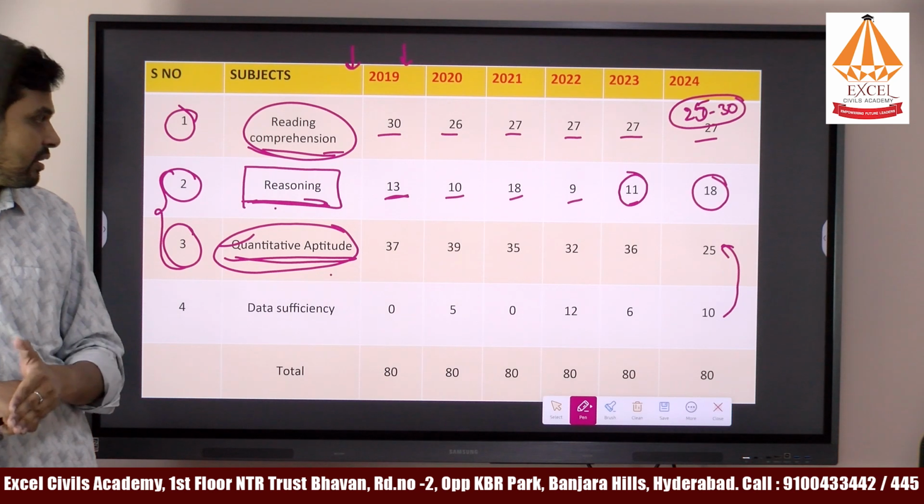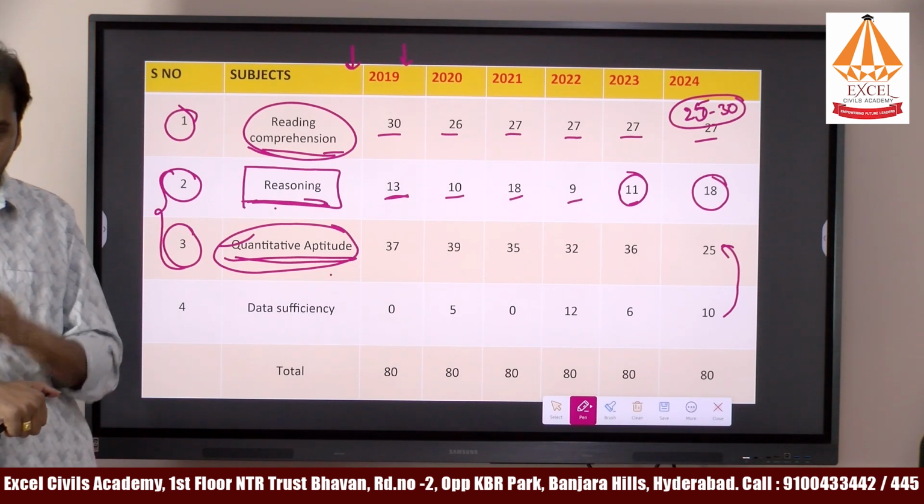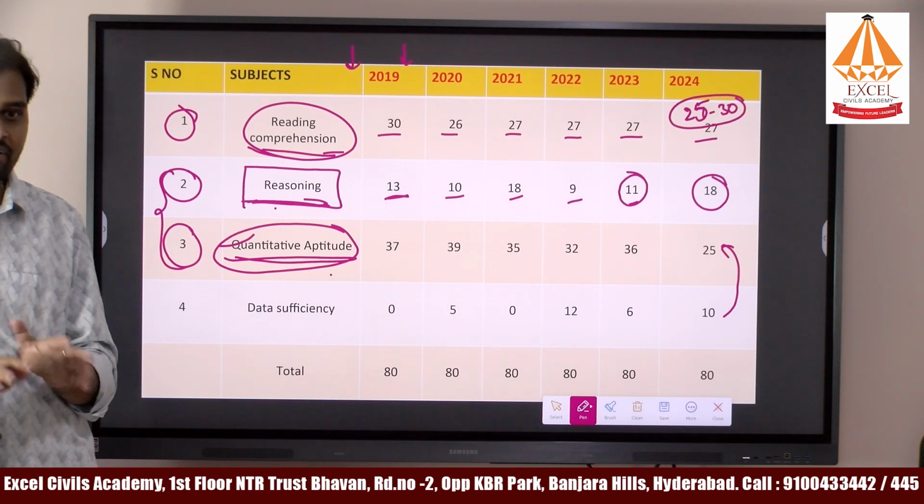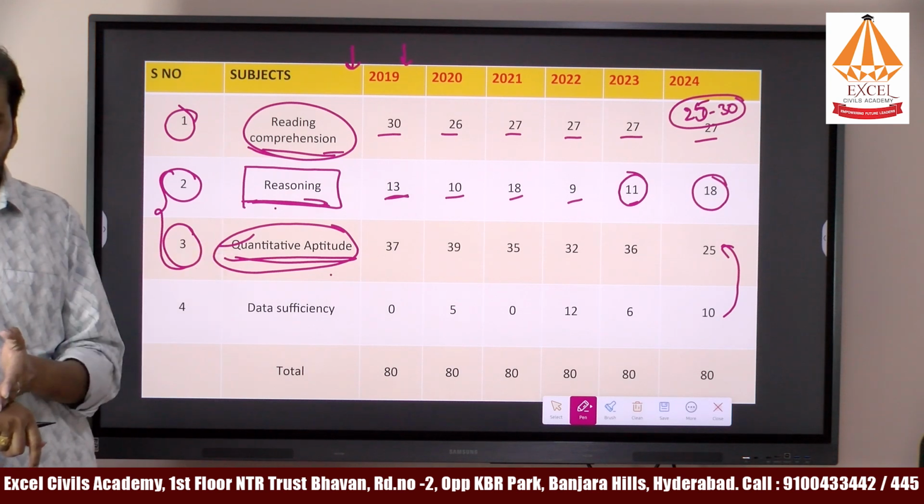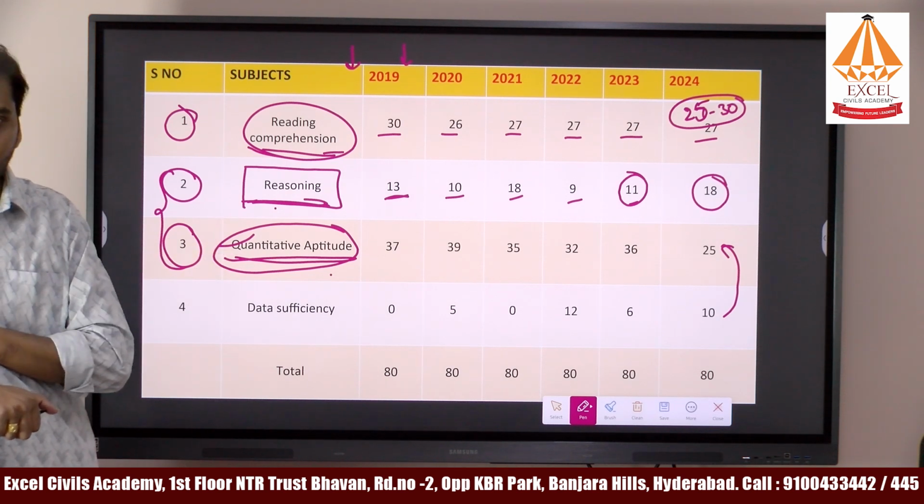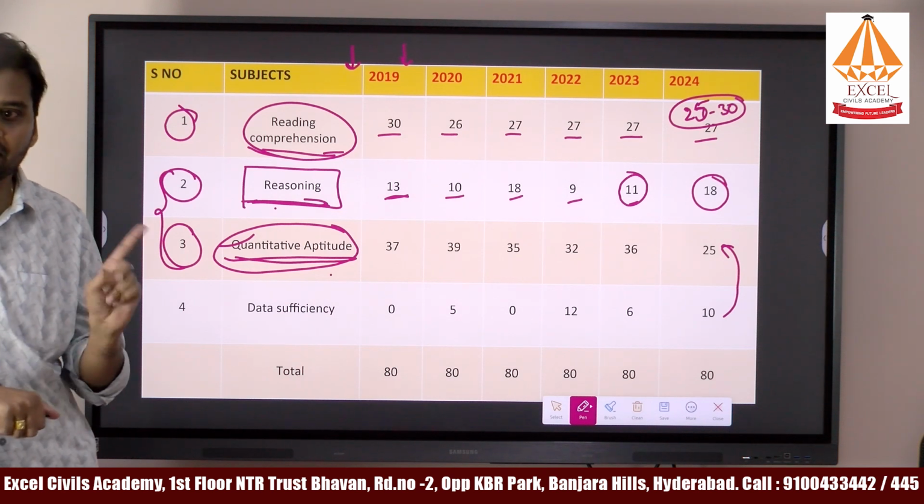If you think that we can easily qualify by just focusing on reading comprehension and reasoning, I can straight away tell you that you can't. Without practicing quantitative aptitude, without doing the questions from quantitative aptitude, you don't qualify in this paper. Okay, you require this section also. You need to master this section also.